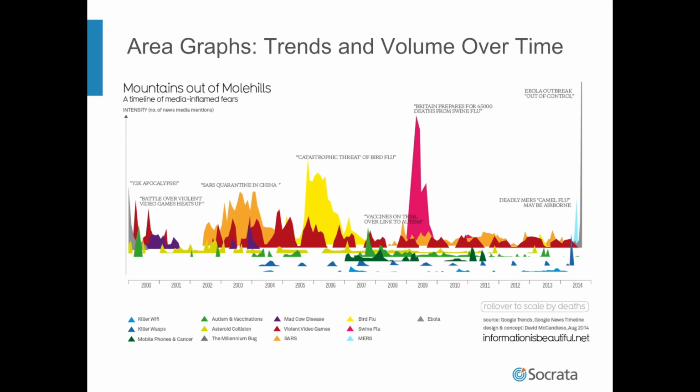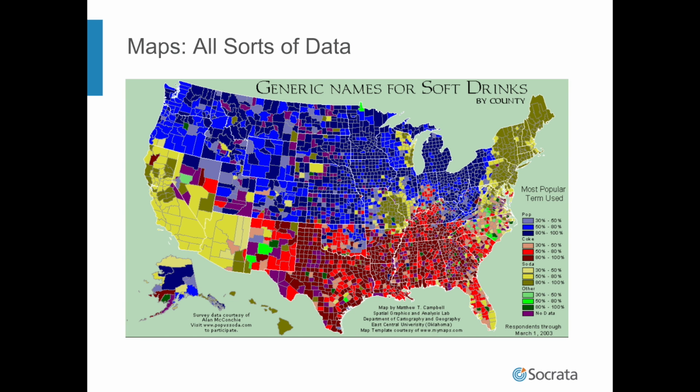Area graphs are line graphs with the area under the line filled in, and like this one, they can pack in quite a bit of information. They're also useful, like line graphs, for showing continuous data over time, and are best suited to demonstrating volumes or trends versus inspecting specific values.